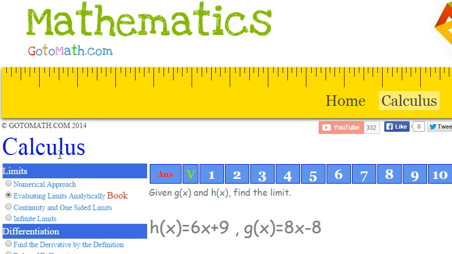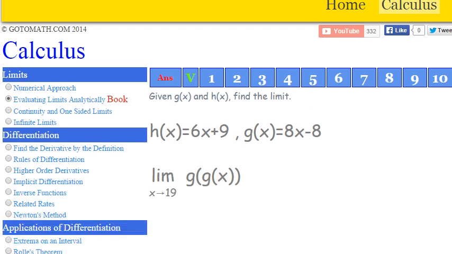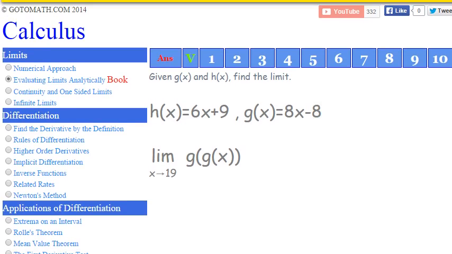We're at gotomath.com. We're looking at calculus and focusing in on the limits. And we're solving limits analytically, even though we're kind of looking at some theorems and some properties of limits. Okay, this looks like the problem that we're going to be working on here. We were given a g and an h of x, and a g of x here, as you can see, and we want to find the limit as x approaches 19 of g composed of g of x.